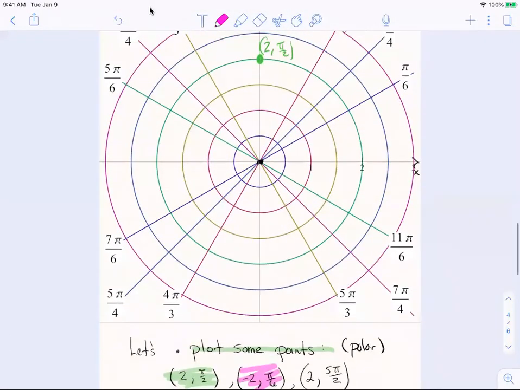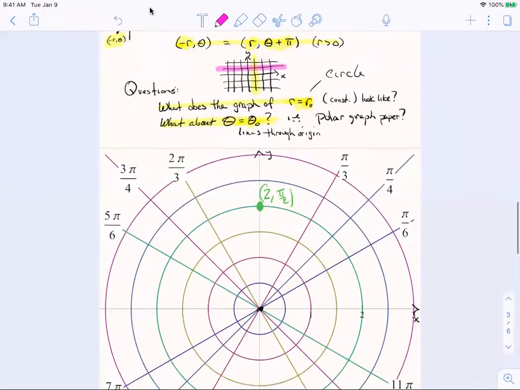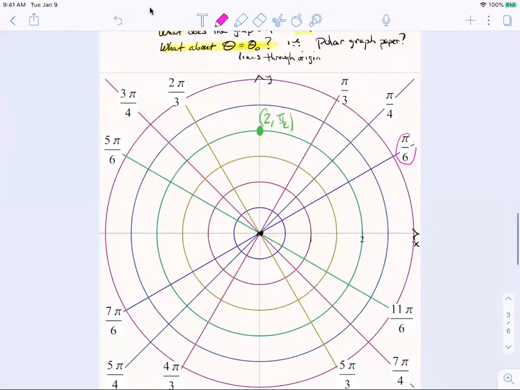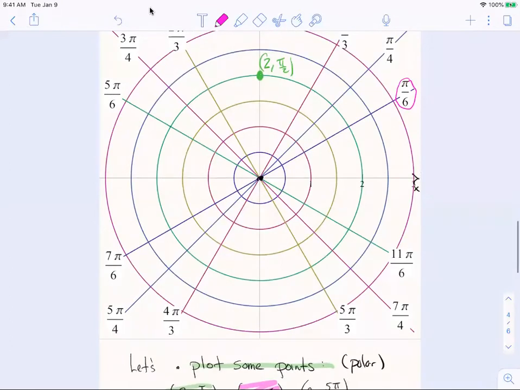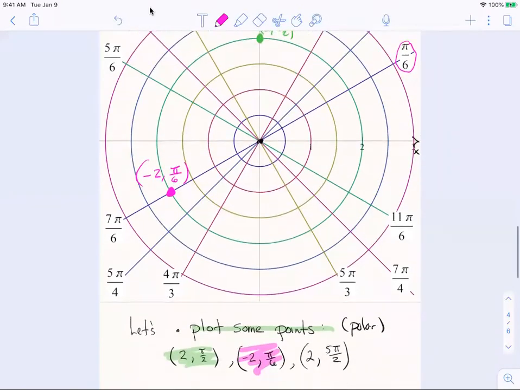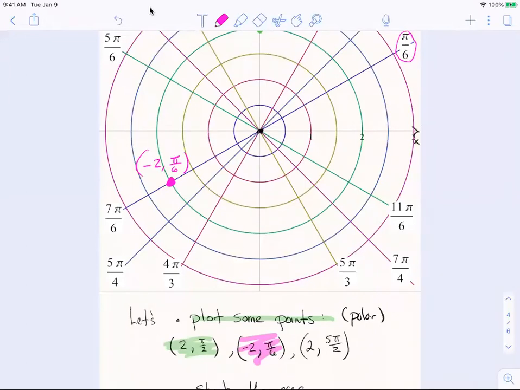Well, I can see where pi over 6 is. Pi over 6 is, sorry about that, this spoke. You can see it. But if I have a negative radius, I have to go the other way. So I have to go out the opposite spoke 2 units away from the origin. All right, so you can ask me about this in office hours. I'm going to write minus 2, even though pi over 6 is a first quadrant angle, negative 2, pi over 6 is a third quadrant point because negative radii make you go the other way. All right.